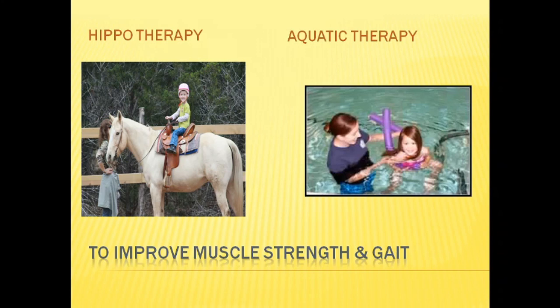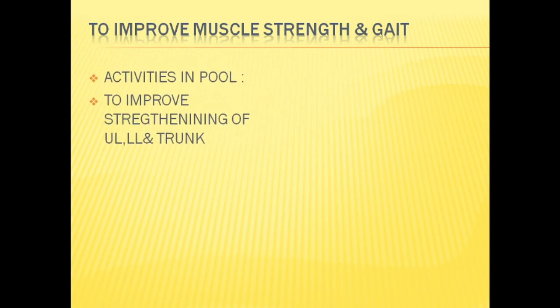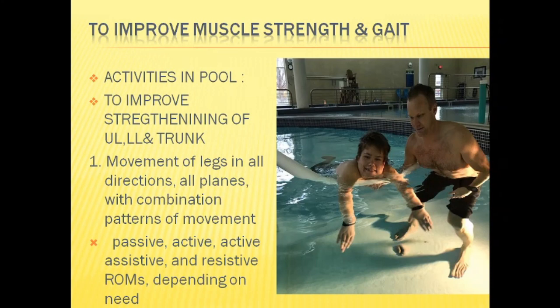So now we will discuss a few activities in the pool for strengthening of the upper limb, lower limb, and trunk. So generally, aquatic exercise is done in an indoor pool with thermoregulatory control. Okay. So you have learned the basic principles of aquatic therapy in the second year, right? So I am not going into detail of it.